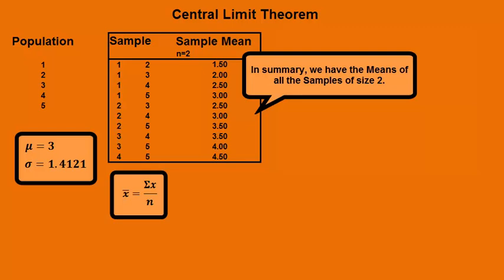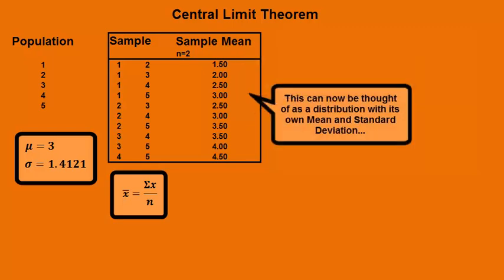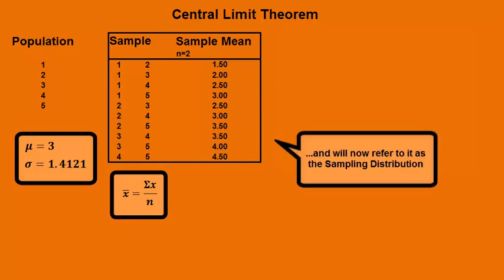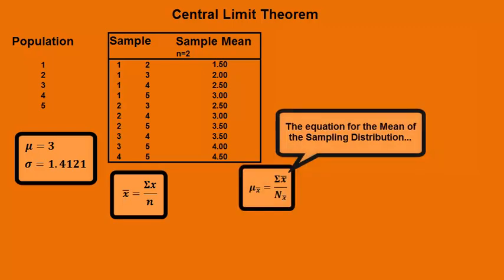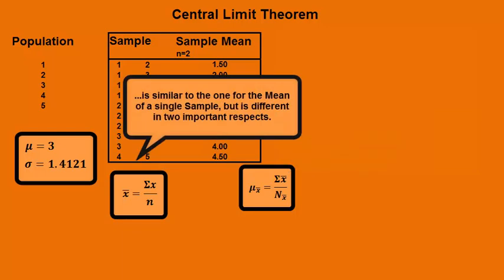In summary, we have the means of all the samples of size 2. This can now be thought of as a distribution with its own mean and standard deviation, and we'll now refer to it as the sampling distribution. The equation for the mean of the sampling distribution is similar to the one for the mean of a single sample, but is different in 2 important respects.